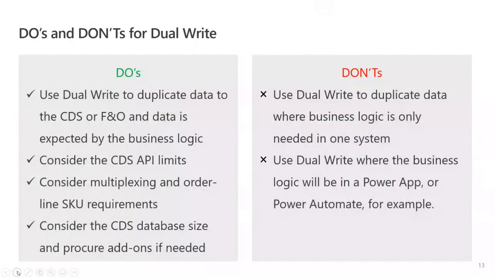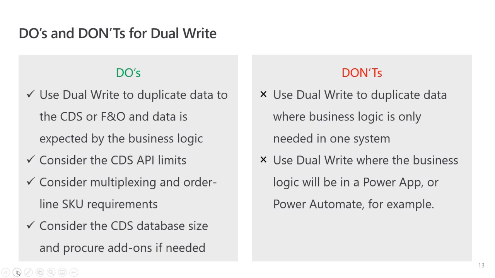So a couple of things to note about dual write from a do's and don'ts perspective. When we think about using dual write, we want to use it to duplicate data to the Common Data Service or Finance and Operations when the data is expected by the business logic. If the business logic is not needed in two systems, or is not dependent on the data existing where the business logic lives, you don't need to use dual write. You're just going to be duplicating data and increasing capacity and your costs when that data isn't required.